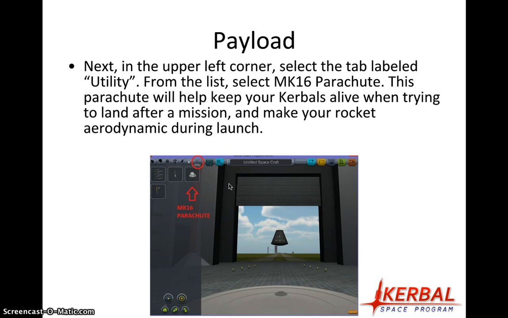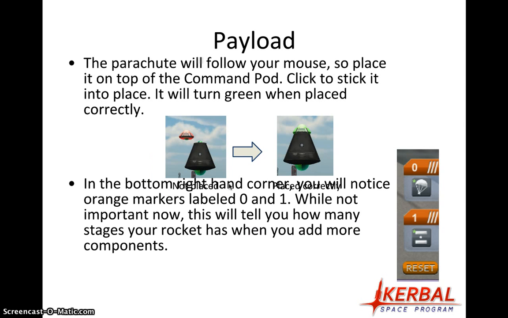Next, the payload. In the upper left corner, select the tab labeled Utility. If you hold your cursor over anything, it will tell you what it's called. The utility tab looks like an atom with a nucleus and the rings showing electrons. From the list, select the MK16 parachute. This parachute will help keep your Kerbals alive when trying to land after a mission and make your rocket aerodynamic during launch.